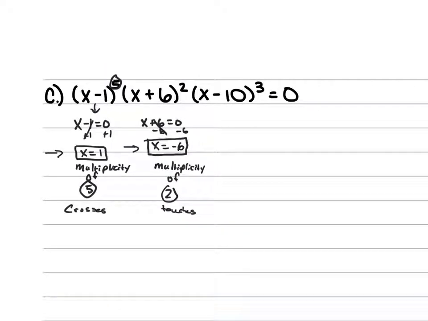And then last but not least, we have one more, x minus 10. X minus 10 is equal to 0. Add 10, and we get x is equal to 10. And that has a multiplicity of 3.